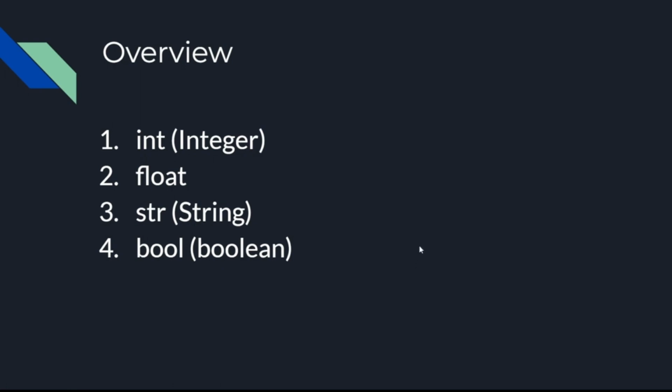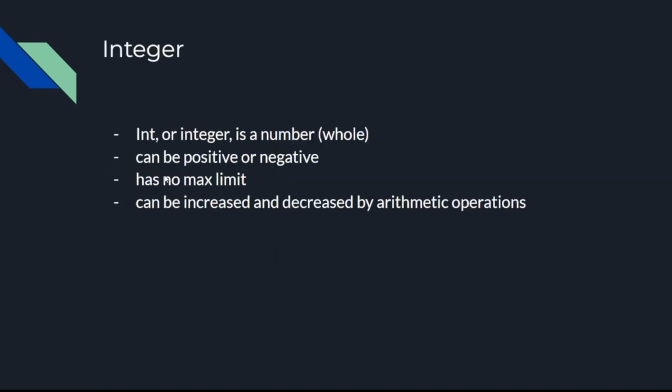But before I'm explaining too much, let's start with the integer. Here are some facts about integers. Integers are whole numbers, like -7, 4, 500 or 70. A little bit unique to Python is that they have no limit and can be increased or decreased by arithmetic operations like addition, multiplying, or dividing.